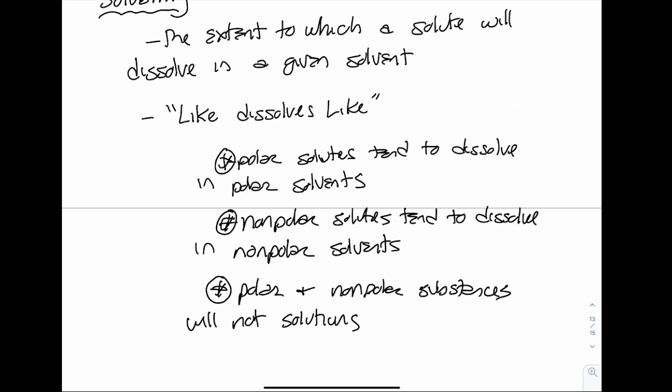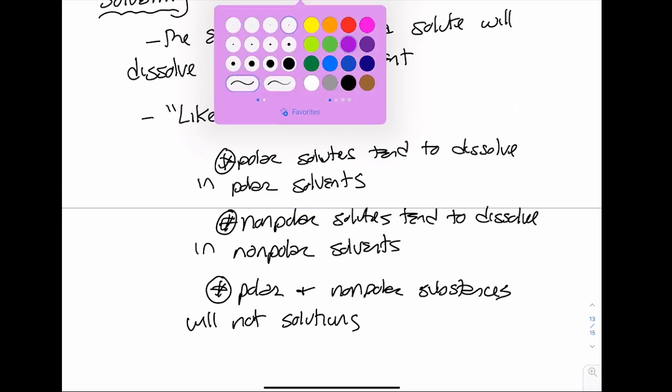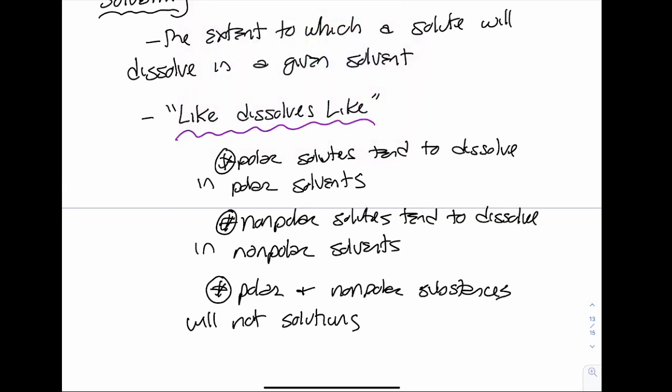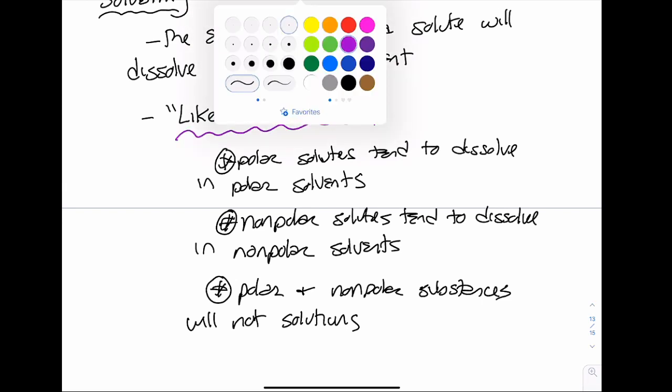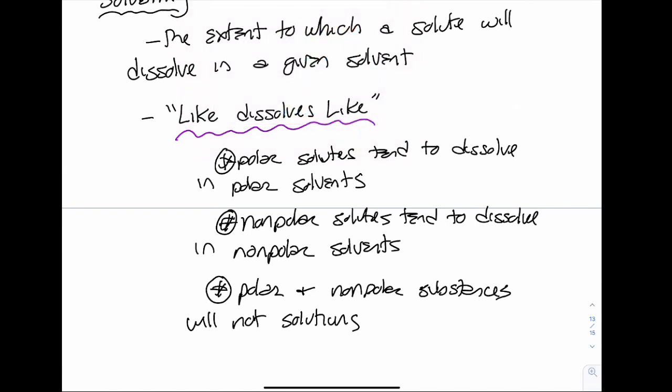It doesn't matter, instead of using the word solute and solvent on this one, I worded it differently because I didn't want to have to say it twice, because it doesn't matter which one's the polar one and which one's the non-polar one, right? So you could say polar solutes will not dissolve in non-polar solvents, or you could say non-polar solutes will not dissolve in polar solvents. So I just worded it differently so we don't need to write it twice. But like dissolves like. If it's polar, it'll dissolve in something that's polar. If it's nonpolar, it'll dissolve in something that's nonpolar. If their polarities are different, they will not form solutions.